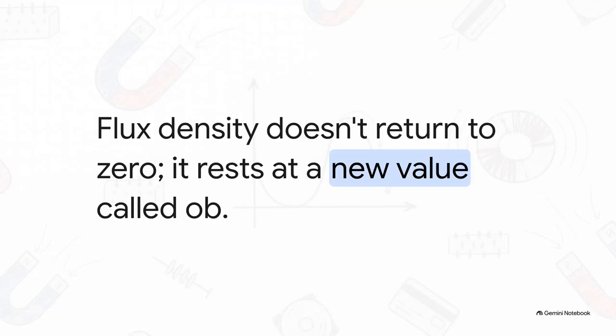Now, here is where the mystery truly begins. Imagine we decrease that electrical current, bringing our magnetizing force all the way back down to 0. You'd naturally expect the magnetic flux to just drop to 0 too, right? Well, it doesn't. Instead, the flux density rests at a new, higher value on our axis, which we label as OB. So even with 0 current flowing, a surprisingly strong magnetic field still remains.